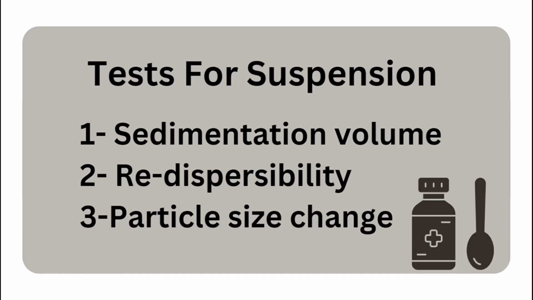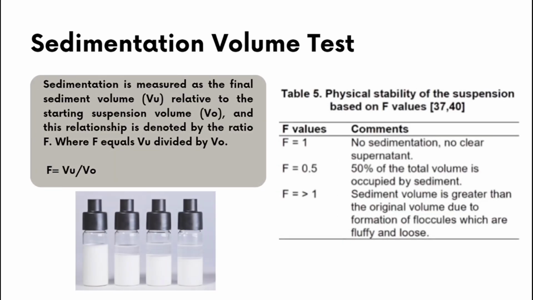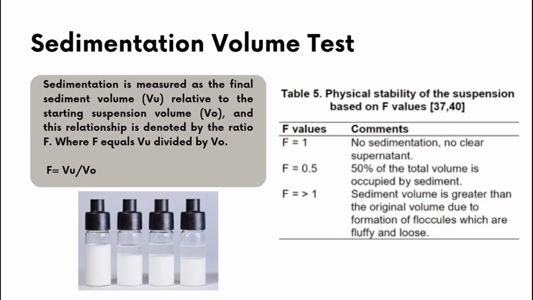Test for suspension. We have 3 tests for suspension. First, the sedimentation volume. Second, the redispersibility test. Third, the particle size change. Sedimentation volume test. The sedimentation is measured as the final sediment volume, which is VU, relative to the starting suspension volume, VO. This relationship is denoted by the ratio F, where F equals VU divided by VO.